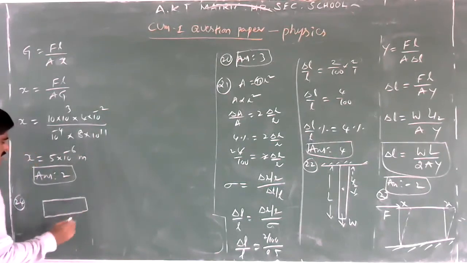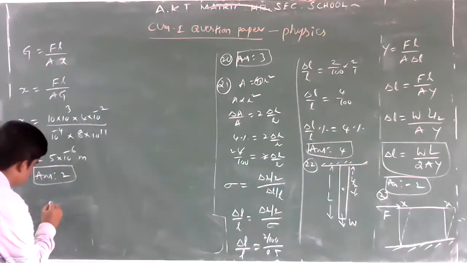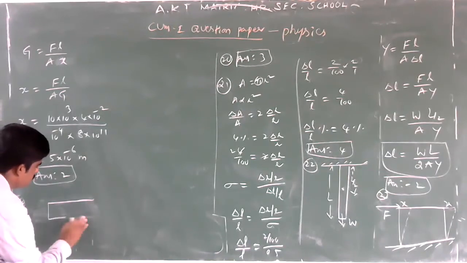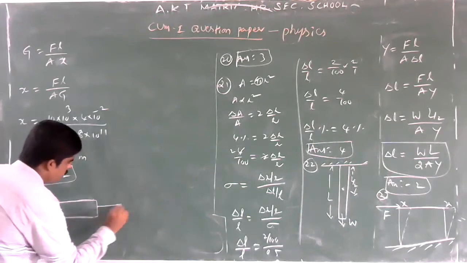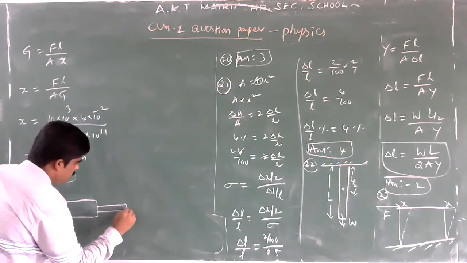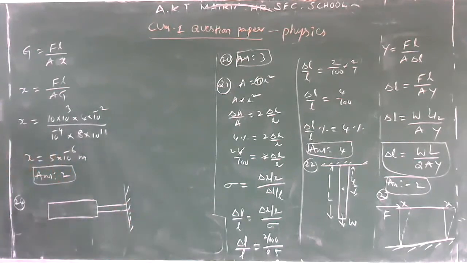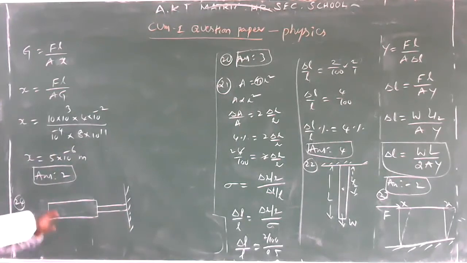Next, this rod is joined to another rod, but its length is L by 2, radius also L by 2, and this end is connected to one rigid support, attached to the rigid support like that. The free end of the small rod is fixed to a rigid base, and the free end of the large rod is given a twist of theta degree.